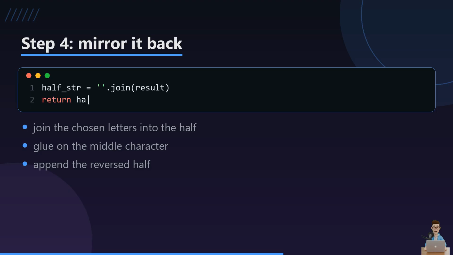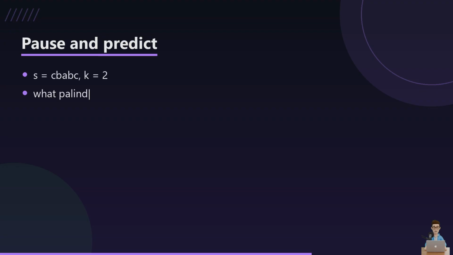The left half is built, so the rest writes itself. Middle character if there is one, then the half reversed. No extra counting, no extra checks. The palindrome shape guarantees it works. Clean. Try it yourself before the next slide.